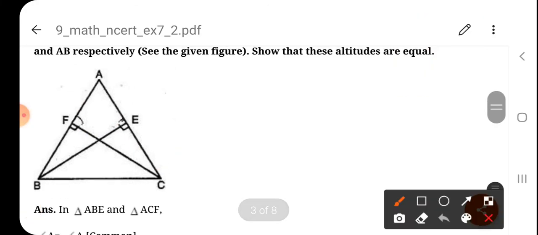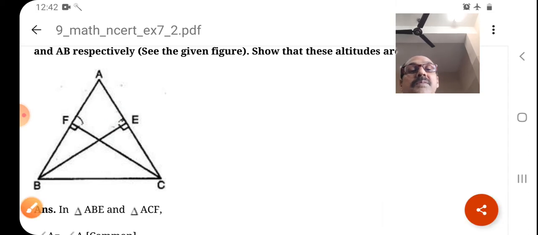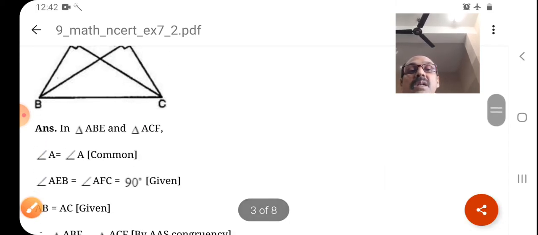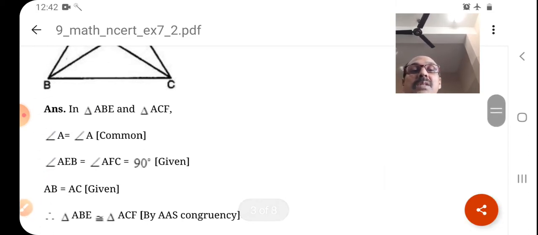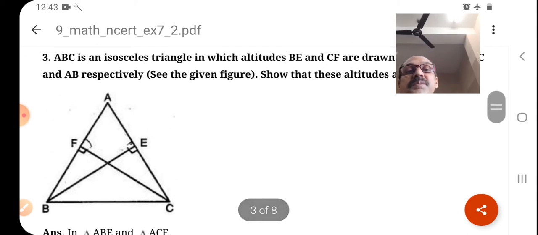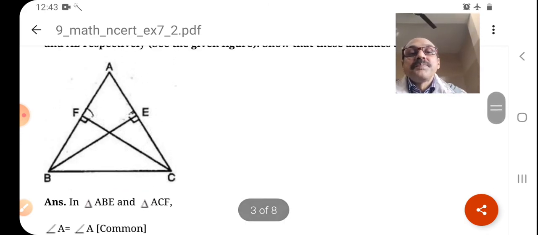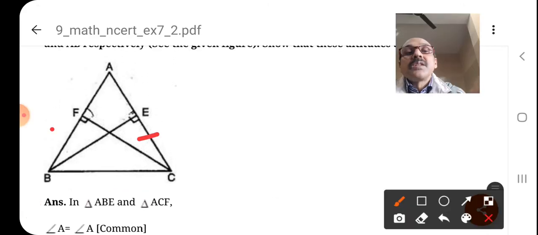AEB, this is 90 and this is also 90. Both are 90 degrees. And third condition is AB equal to AC. It is given. AB equal to AC, it is given. Third condition. These two sides are equal.